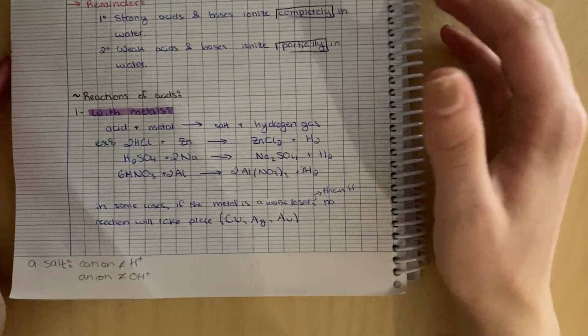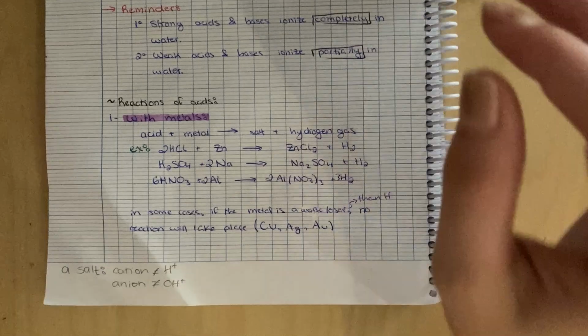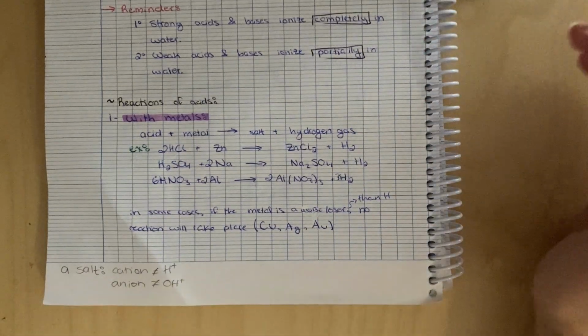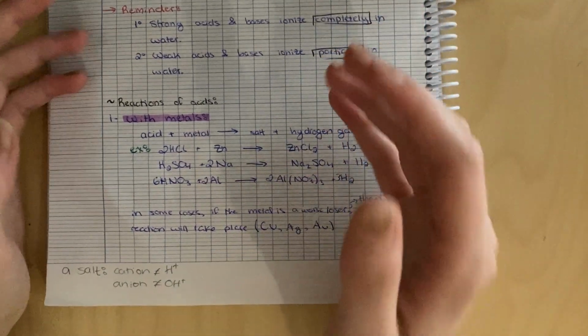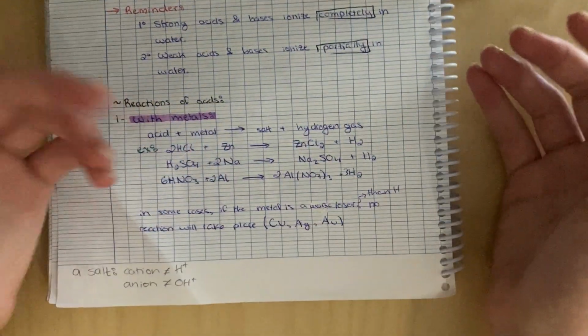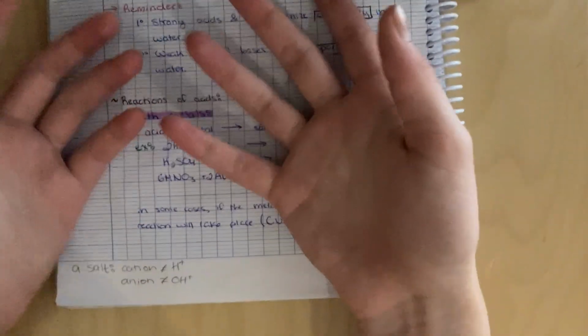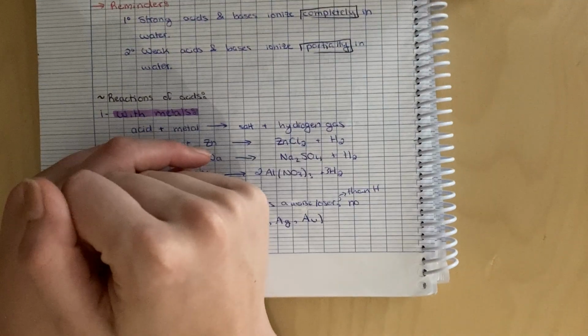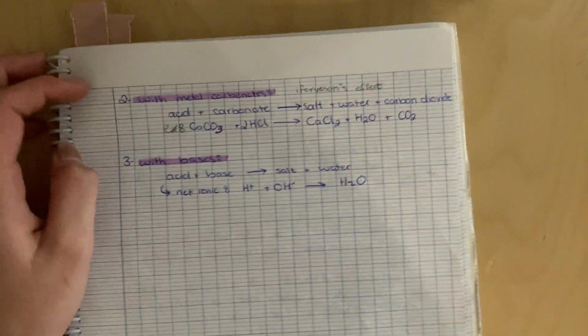Okay, acids. I'm going to tell you guys a bit about the different reactions of acids. So acids, if they react with a metal, you will get every single time a salt and hydrogen gas. So if it's acid and metal, you're going to get some sort of salt and H2. Easy. You have to memorize that because it'll come in handy later on.